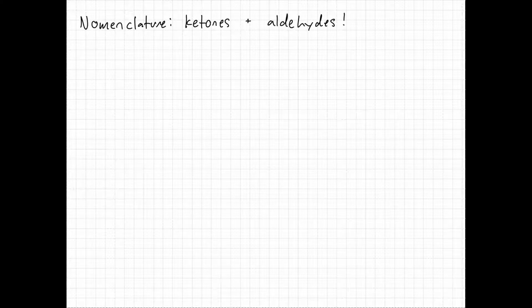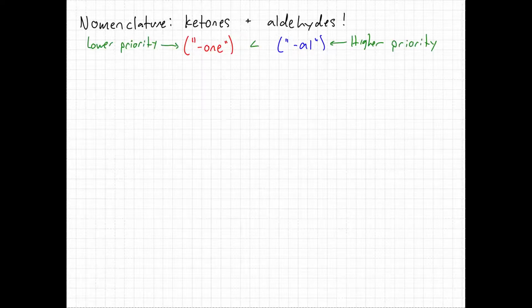Okay, so first we're going to talk about the nomenclature of ketones and aldehydes. Ketones are designated with the suffix -one, O-N-E. Aldehydes are designated with the suffix -al, A-L. In terms of the functional group priority here, ketones have the lower priority, aldehydes have the higher priority in terms of determining which one is located in the parent chain.